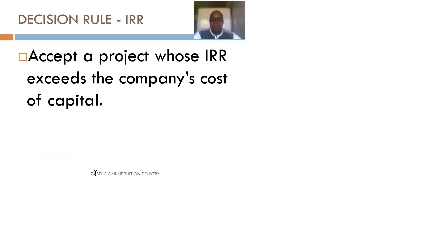How do you use this figure? Well, the simple rule is you accept projects whose internal rate of return exceeds the company's cost of capital. That is what you do. So you compare your internal rate of return with the company's discount rate or cost of capital, and you only accept projects where the internal rate of return exceeds the company's cost of capital.